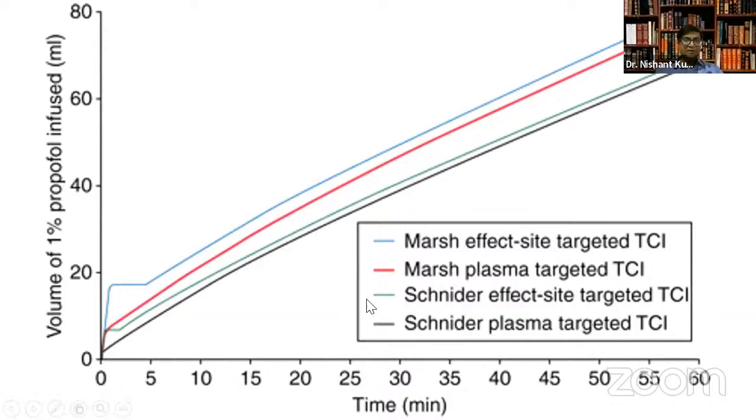If you see that, there are obviously Marsh effect site and Marsh plasma, but conventionally Marsh is plasma targeted and Schneider is effect site targeted, although you have the options in both. And over a period of time, that is the volume required. So if you see, Marsh plasma is much more, Schneider effect site is much lesser. That is the volume of propofol required over a 25-minute period.